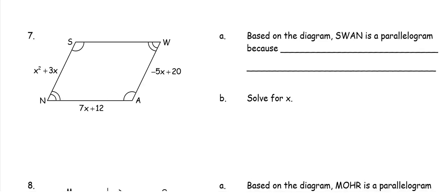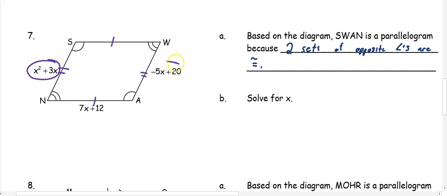So first in these problems, we need to decide, is this a parallelogram based on what's labeled? And then we can solve for x. So in this case, we have S is congruent to A and N is congruent to W, which means our opposite angles are congruent. So this is a parallelogram because two sets of opposite angles are congruent. So now to solve for x, because it's a parallelogram, we know that our opposite sides are also congruent. So we're going to use x squared plus 3x and negative 5x plus 20.